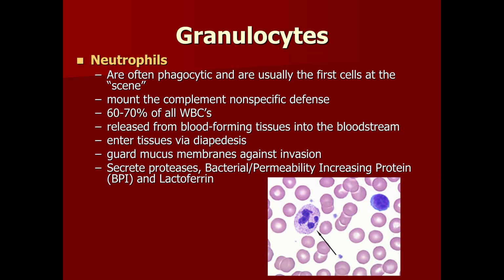They secrete a lot of things. They can secrete lactoferrin, which is a siderophore. They can also secrete proteases, which break down tissue and bacterial proteins, and they can also secrete BPI, a permeability-increasing protein, right? And this protein, when secreted, will increase the permeability of blood vessels, right? In other words, it will make them a little leaky, and so bacterial cells will have the ability to leave the blood vessels more easily to get into the tissues.